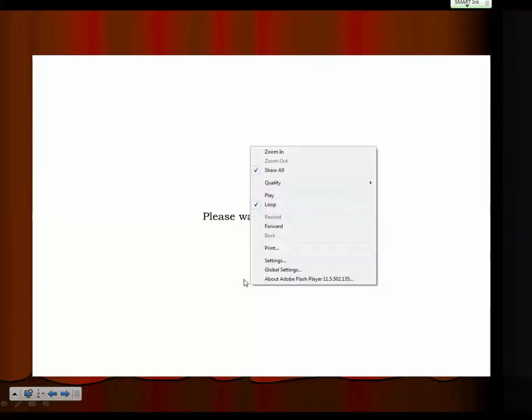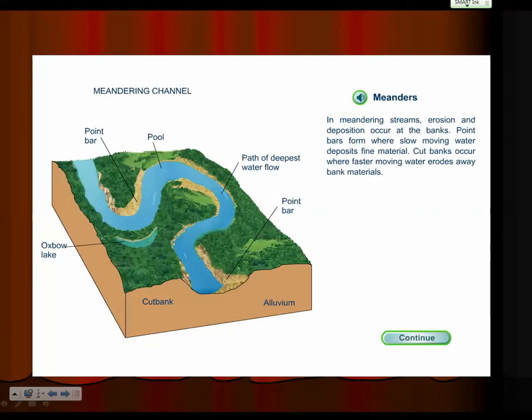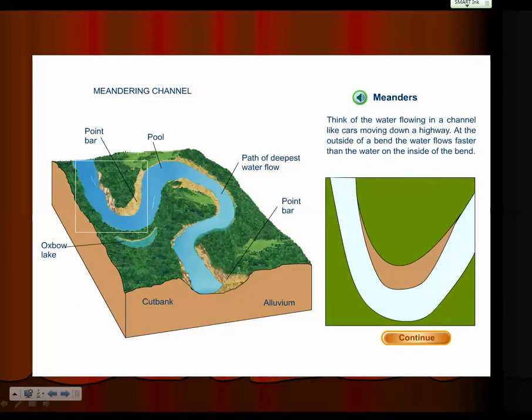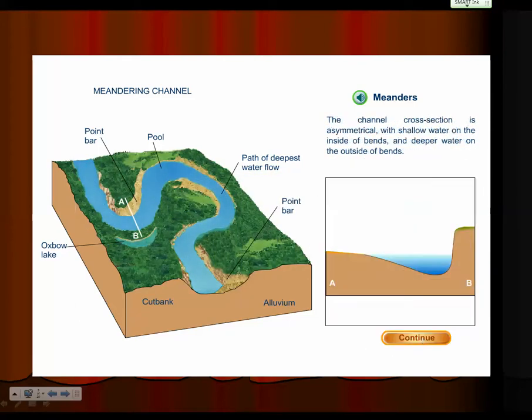All right, let's see if we can get this thing to work. All right, so here we have a meander. Over time, there's our profile of the meander we already learned about last week.